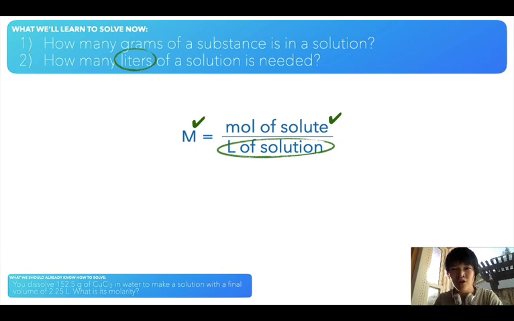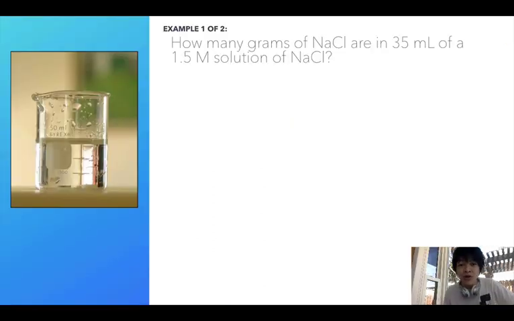Okay, let's go on to our examples. I'm just going to be going over 2 step-by-step examples for this video. And each of these examples are going to just be a little bit different. For this example, we're going to be solving for how many grams of NaCl are in 35 milliliters of a 1.5 molar solution of sodium chloride.